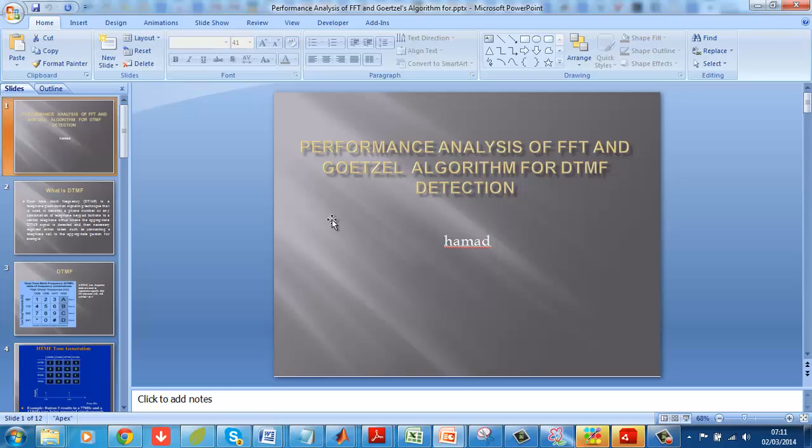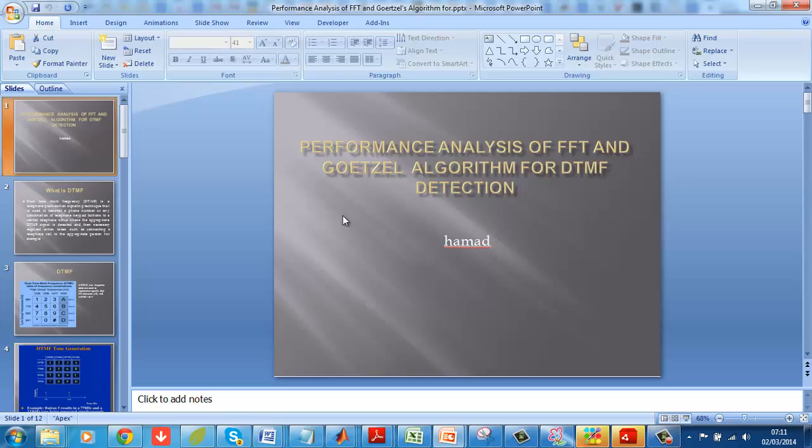As you're pressing those numbers, each of the numbers 0 to 9, A, B, C, D, hash, star, has what they call a DTMF signal. So each one has two frequencies. When you press 1, a signal that contains two frequencies will be sent away.